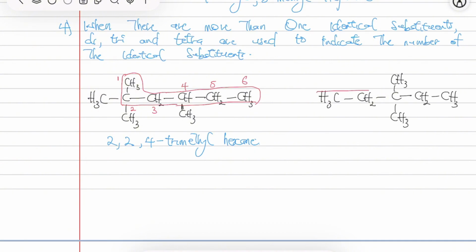The first thing to do is to identify the parent chain, which is the longest chain. Having identified the parent chain, the next thing is to number the parent chain starting from the carbon atom that is closer to the substituent.